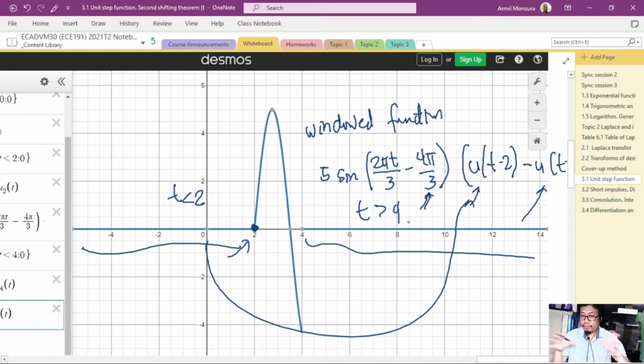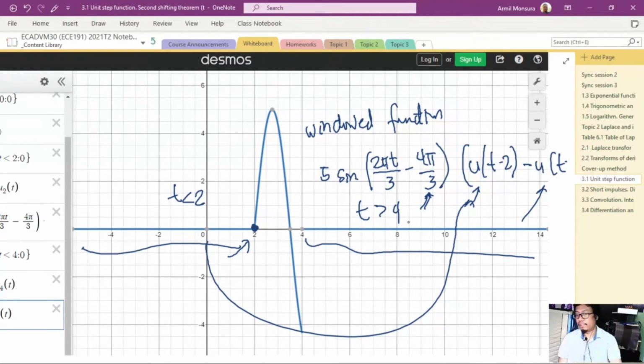So I hope you get the gist of this. You get a good grasp and good understanding of how you can use your step function to reshape your signal.